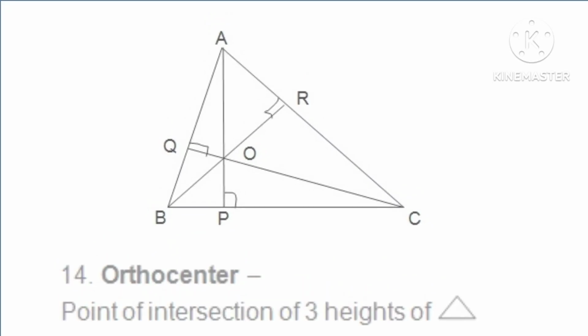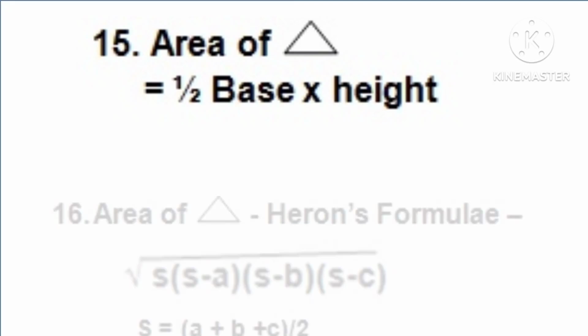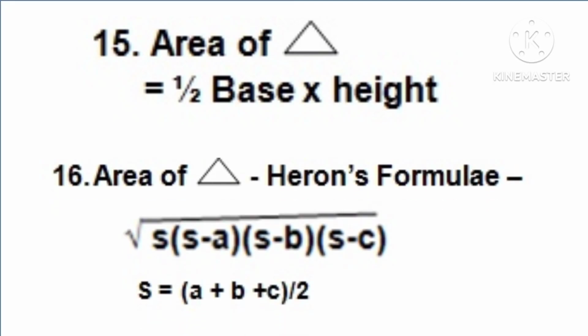15. Area of a triangle is equal to half of base multiplied by height. Therefore, the height of a triangle can be useful in finding the area of a triangle or for comparing areas of triangles. 16. Area of a triangle can be worked out using Heron's formula if the lengths of all three sides of a triangle are known. Please note the formula carefully to avoid mistakes. Note that here S is half of the sum of all three sides of a triangle.